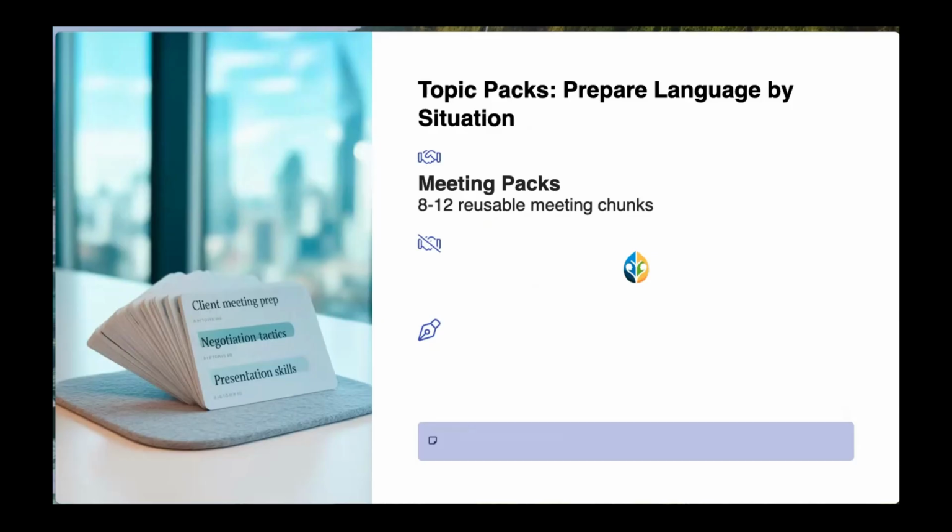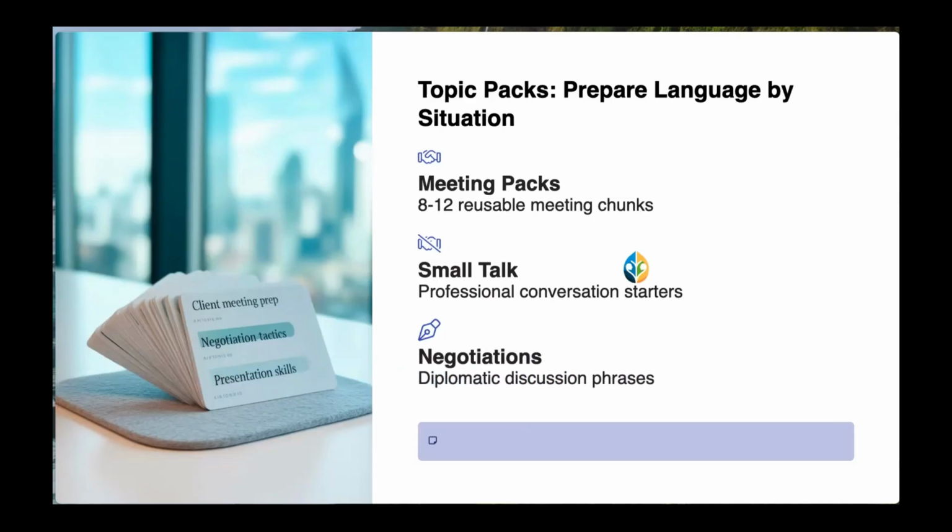You want to have 8 to 12 reusable meeting chunks. So you have to decide what that may be depending on the business you're in or academic setting, etc. Small talk, all right, important in business, important in all situations, truthfully. But in business, you want to have professional conversation starters and then negotiations. And you should see my videos on negotiations. I have several here. So just take a look at the playlist.